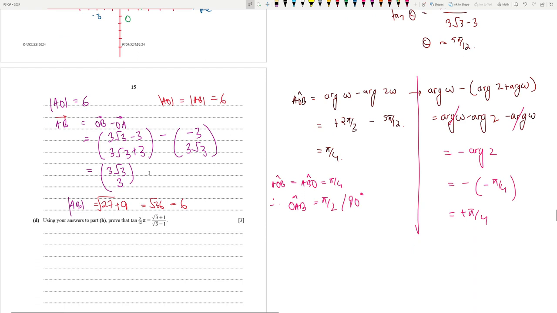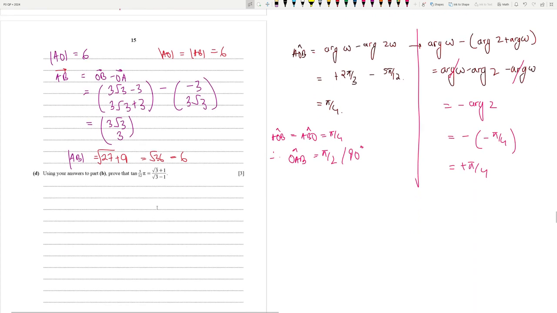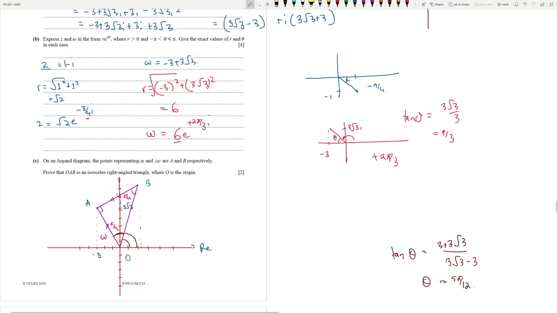Complicated. Using your answers to part B, prove that tan 5 pi by 12 is equal to root 3 plus 1 divided by root 3 minus 1. Okay, so this is the one I just showed on the right hand side, right? We know that argument of ZW is equal to argument of Z plus argument of W. Okay, so I'm just using the answer from part B.